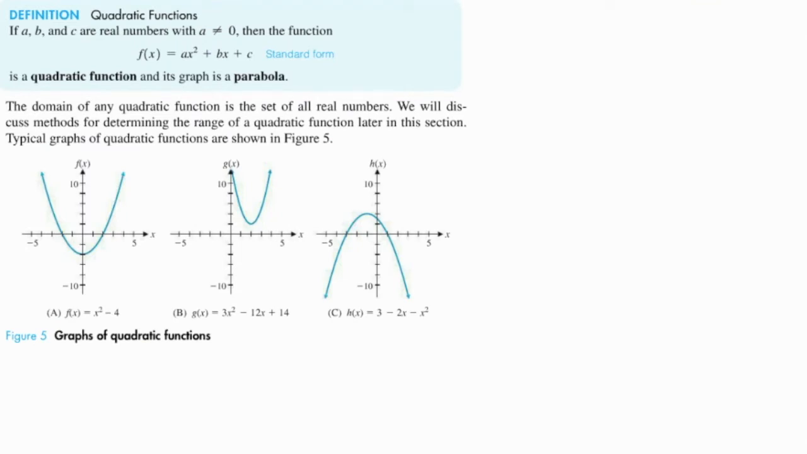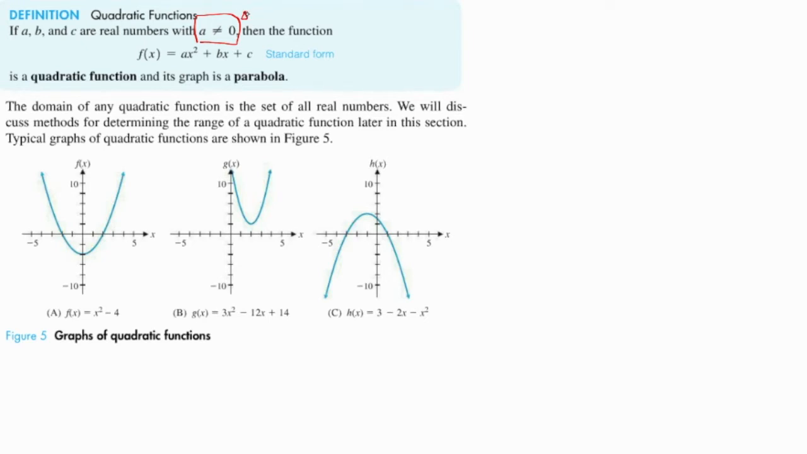So here we are given the definition for a quadratic function. If a, b, and c are real numbers such that a is not equal to 0, then the function f of x equals ax squared plus bx plus c is the standard form for a quadratic function, and we'll have a graph that is a parabola.